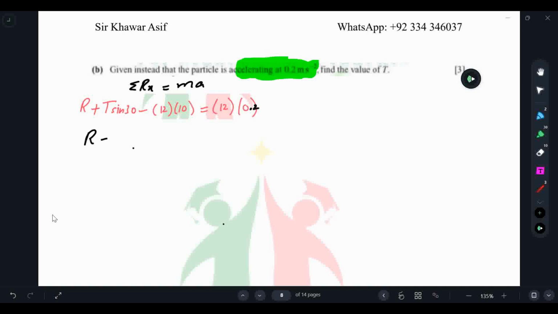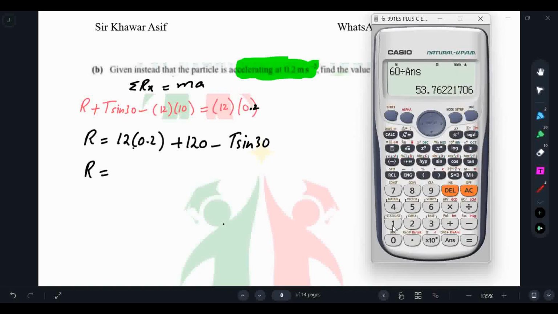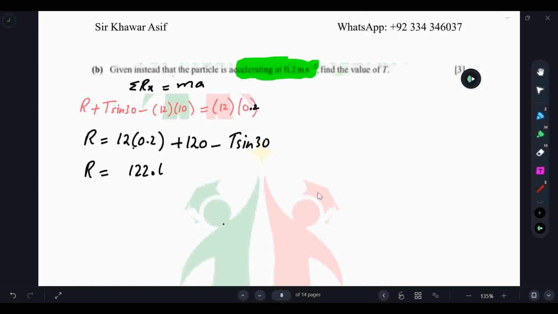So R will be equal to 12 into 0.2 plus 120 minus T sin 30. Now from here we can see R is equal to 12 into 0.2 plus 120, so this will be equal to 122.4 minus T sin 30. Now this will be equation 1.